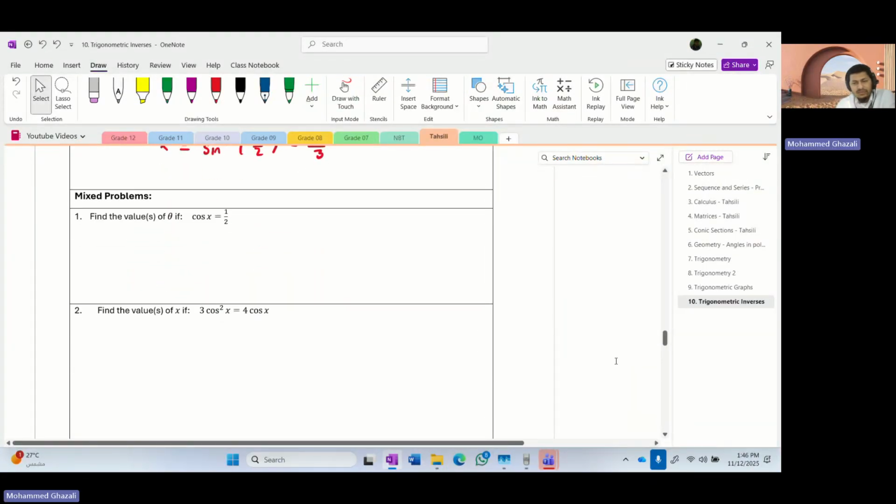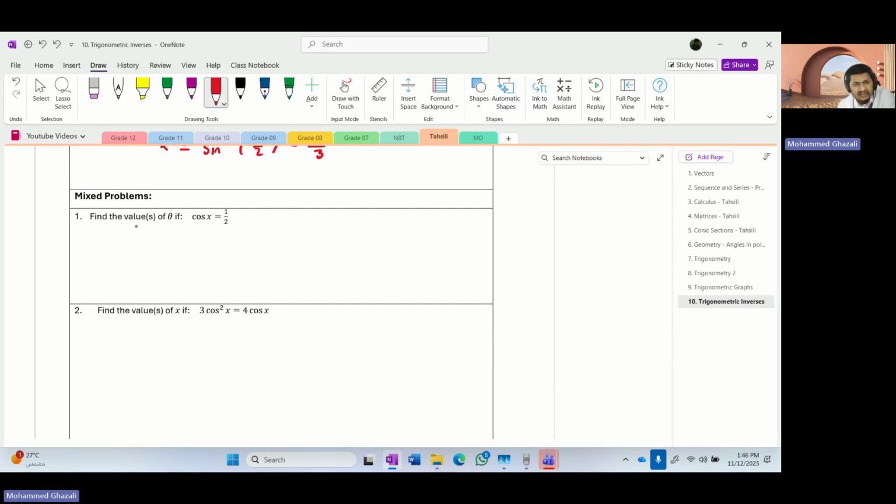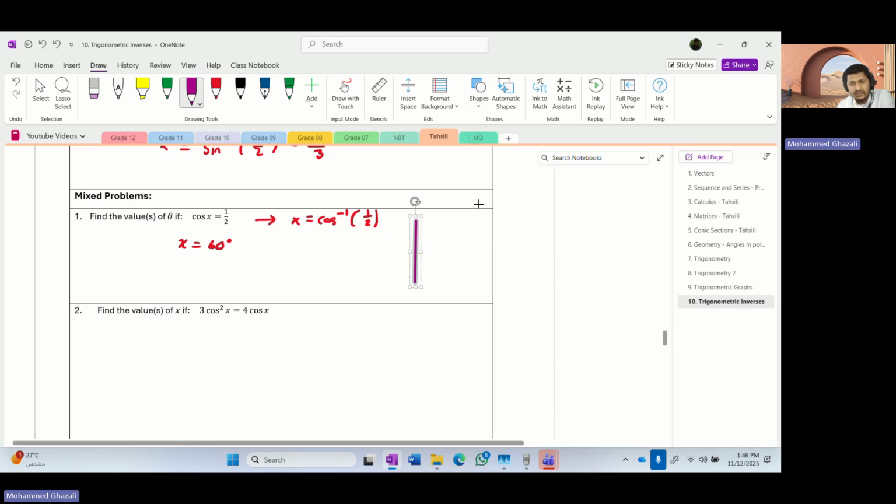Now let's solve mixed problems. Now find the values of x if cos x equals half. If cos x equals half, x is equal to 60 degrees. We will convert to radians now. To solve for x, we can say x is equal to cos inverse half. Now remember, this is a trigonometric equation, so we want to check where cos is positive. Cos is positive in the first quadrant and the fourth quadrant.